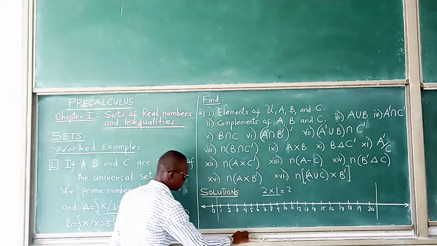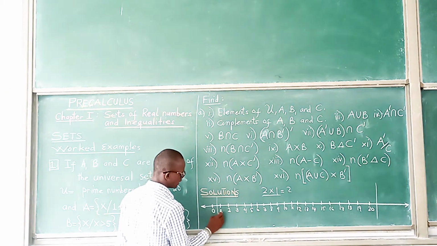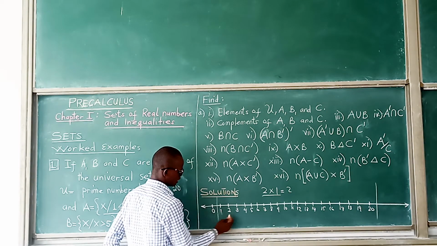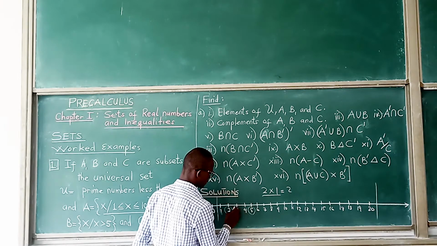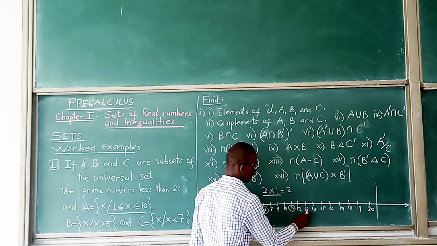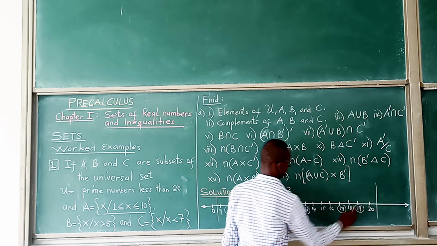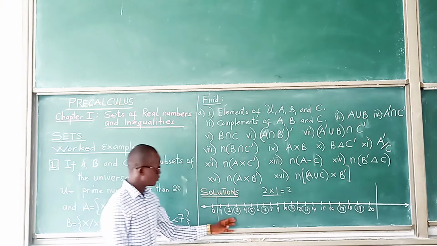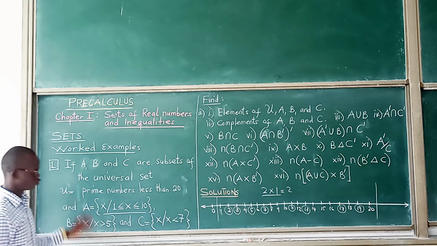So let's identify the prime numbers here, right? We told you that 1 is not a prime number. So let's move on. 2 is a prime number. 5 is a prime number. 3 is a prime number. 7, 11, 13, 17, and 19. So those are all of the prime numbers that are less than 20.